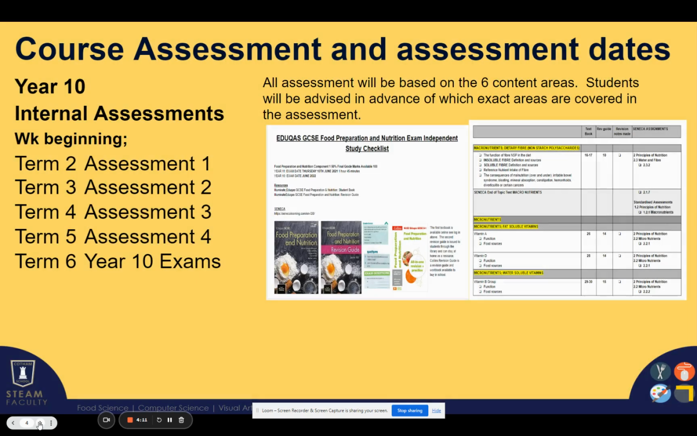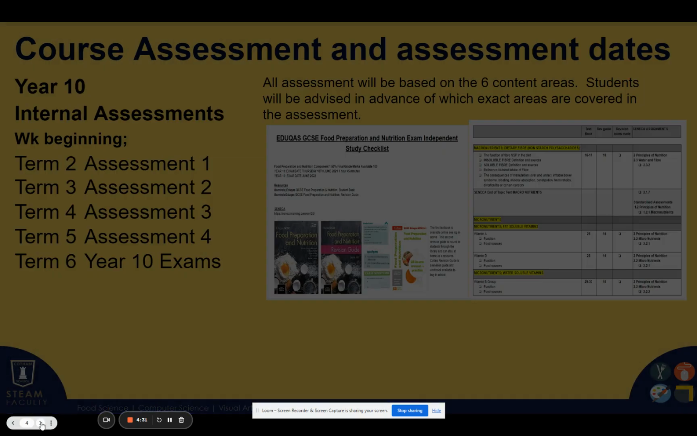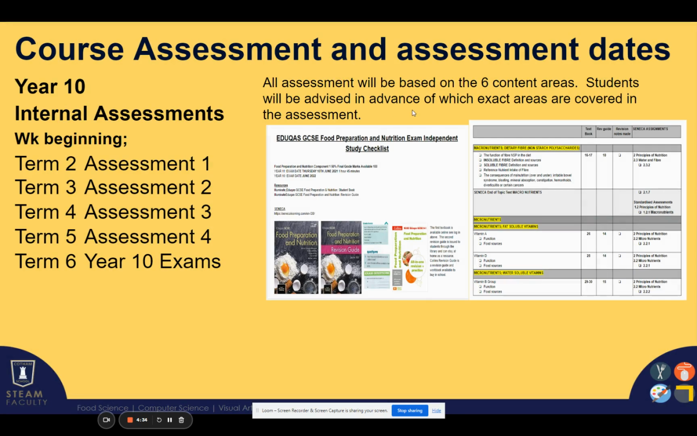In terms of the course structure in Year 10, students will have assessments in Terms 2, 3, 4 and 5, based on the current topic of learning, and in Term 6, all students will have Year 10 exams. Assessments will be based on the 6 content areas that I have listed here, and the area that we are covering at the moment.